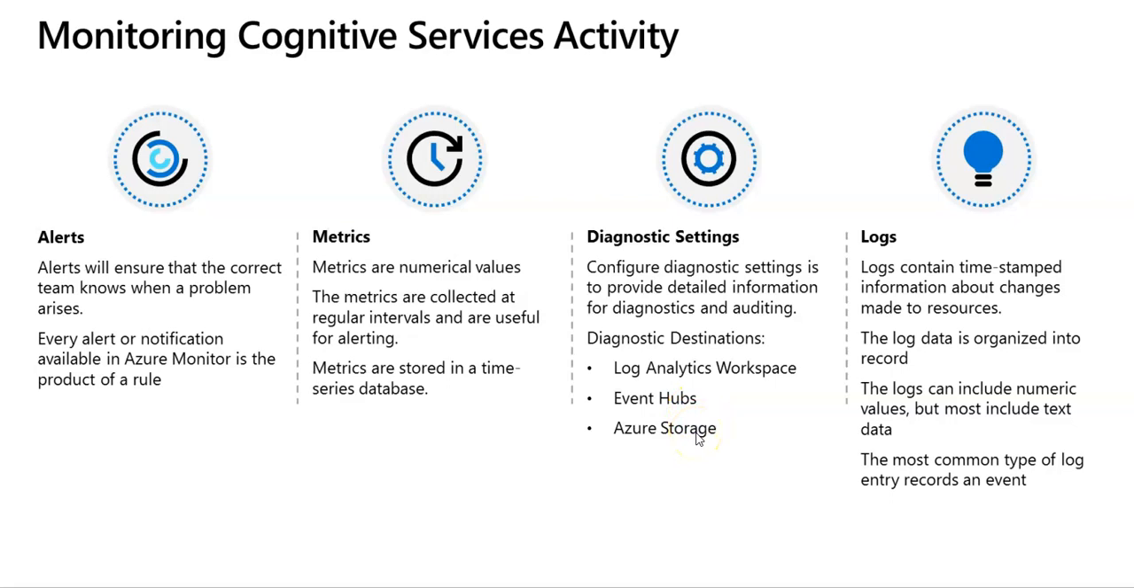Now, let's talk about logs. So, logs contain time-stamped information about changes made to resources. The type of information recorded varies by log source. The log data is organized into records with a different set of properties for each type of record. The log can include numeric values such as Azure Monitor metrics, but most include text data rather than numeric values. The most common type of log entry records an event, and events are created by applications and services, which provide the context for the events.